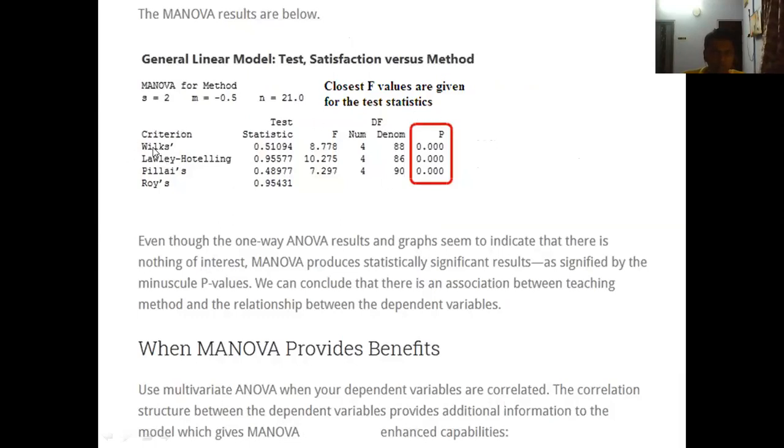Okay. So you can see here that all the tests that I stated are performed: Wilks' lambda, Hotelling-Lawley, Pillai's, Roy's. So these are the test statistics which will be automatically generated by your computer. Okay. So here you won't get any F value directly from the test statistic. What you will get are the closest F values given for the test statistic. Here they are 8.778, 10.275, and 7.297. So you can see here also the significance level. So all these are significant.